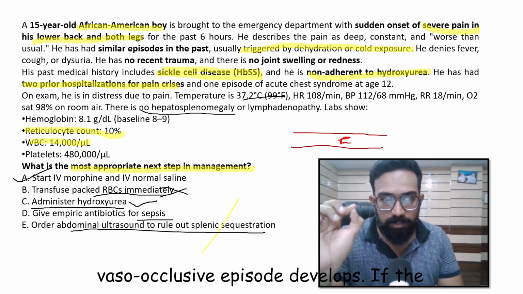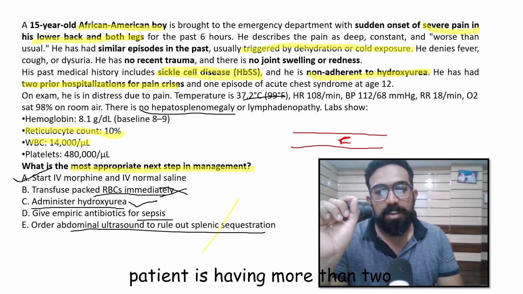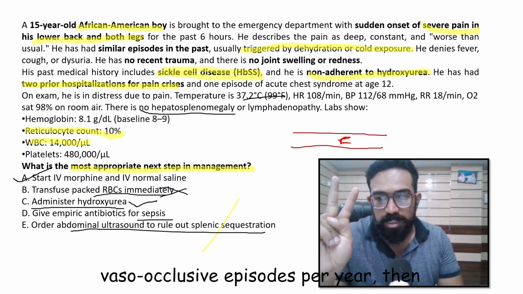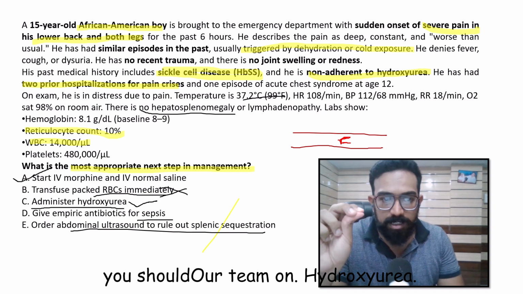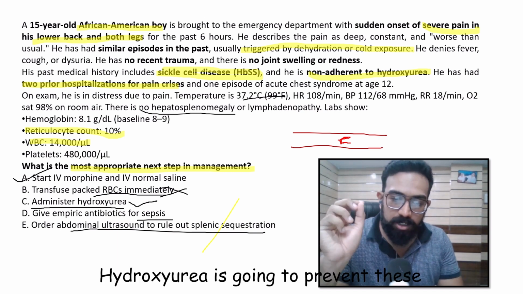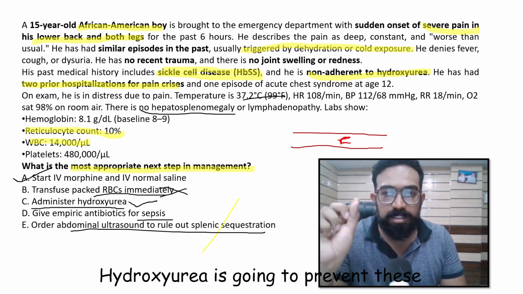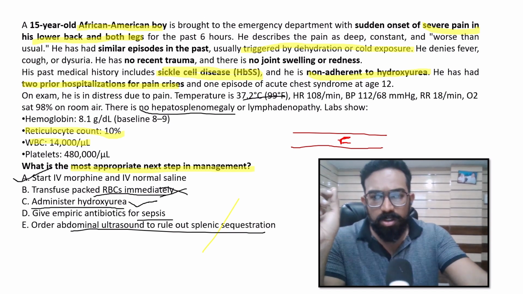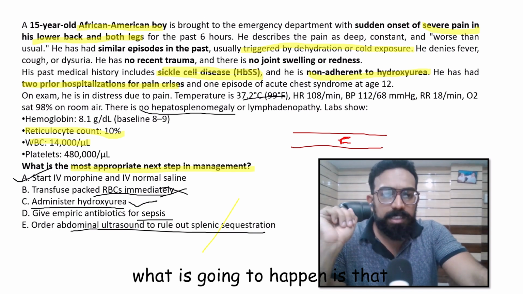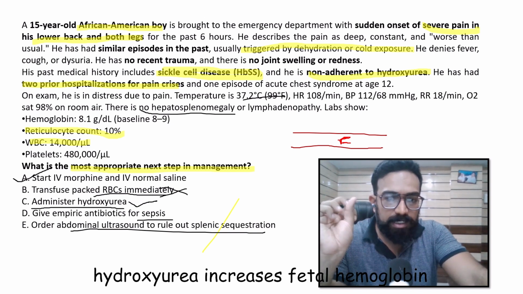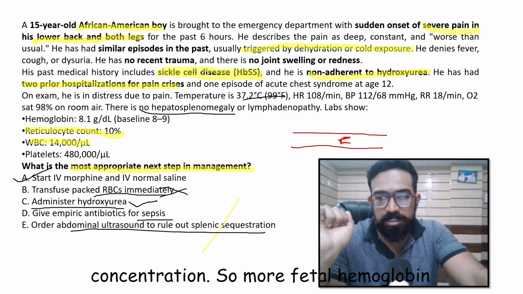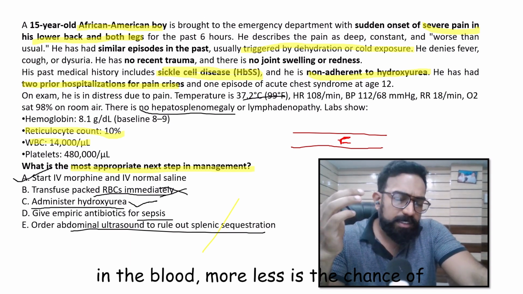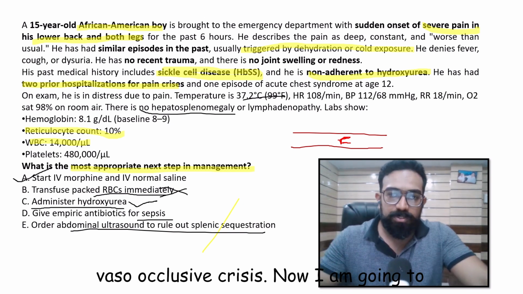That is the mainstay treatment once a vaso-occlusive episode develops. If the patient is having more than two vaso-occlusive episodes per year, then you should start him on hydroxyurea. Hydroxyurea is going to prevent these episodes of vaso-occlusive crisis, and it works by increasing fetal hemoglobin concentration. The more fetal hemoglobin in the blood, the less the chance of vaso-occlusive crisis.